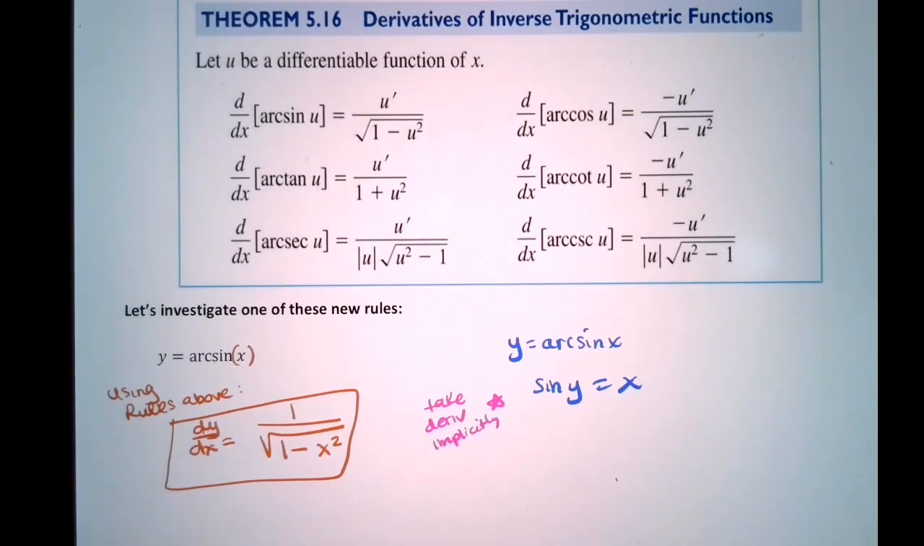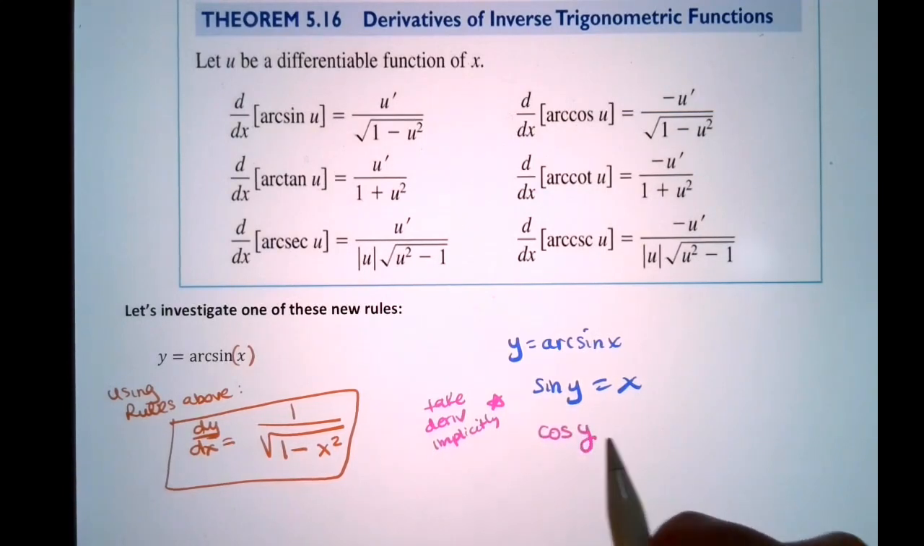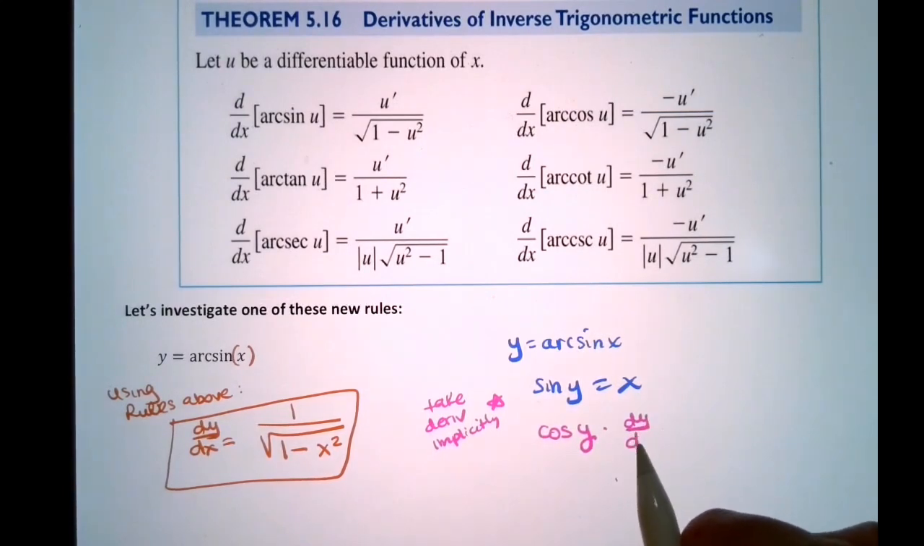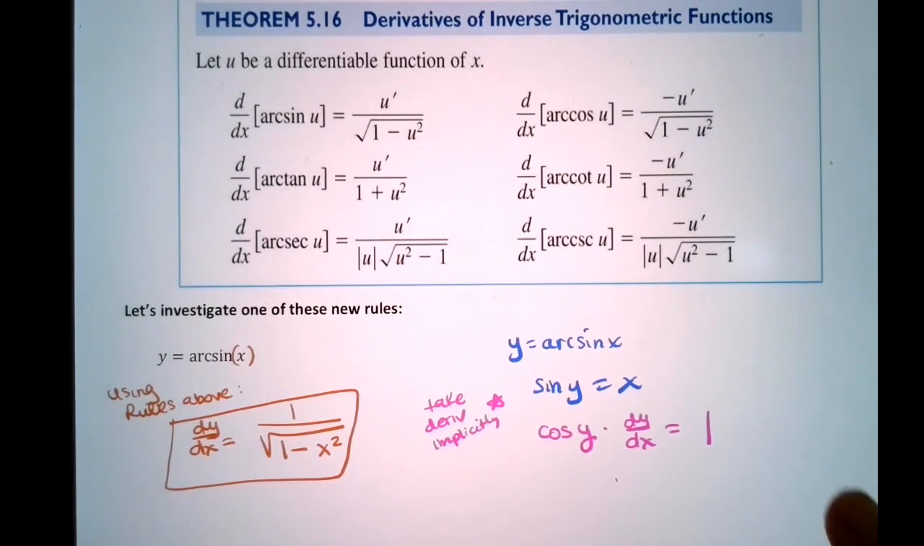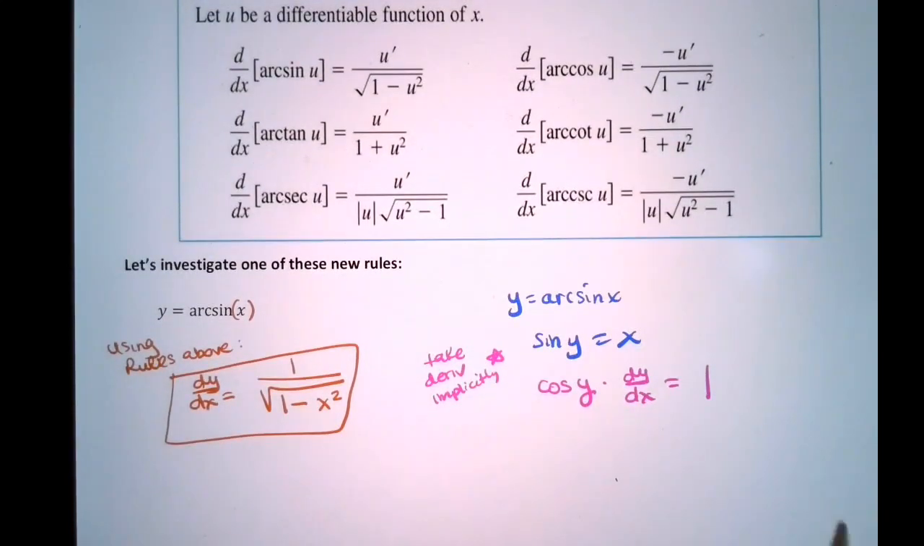It's not terrifying. The derivative of sine is cosine. It's y. So because we took the derivative of the y variable, I slapped that dy dx on it. The derivative of x is 1. Doesn't get any better than that. And then to solve for dy dx, all you have to do is divide that cosine y to the other side. Which is not what you see in the table above, right? I don't see this. I see something with a square root, right?